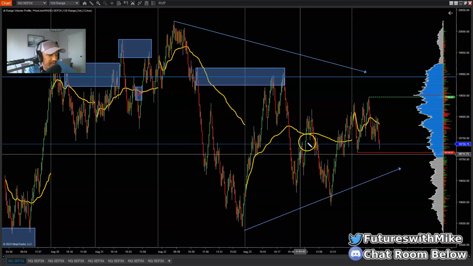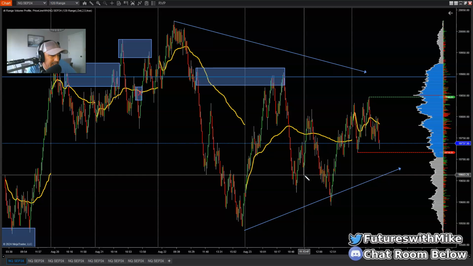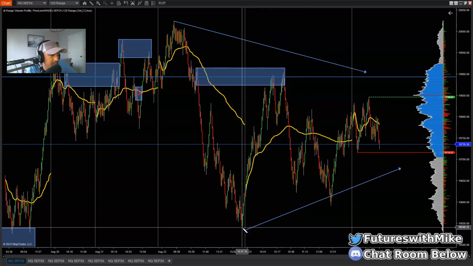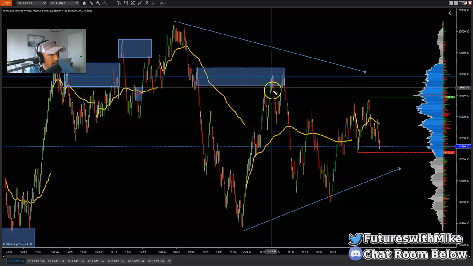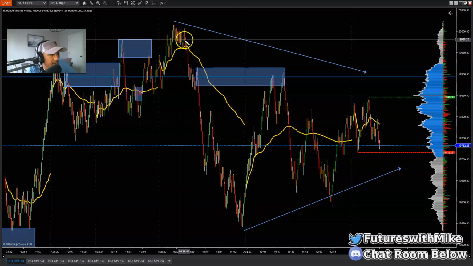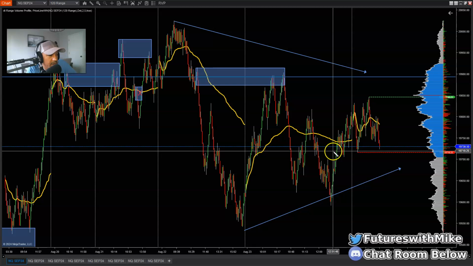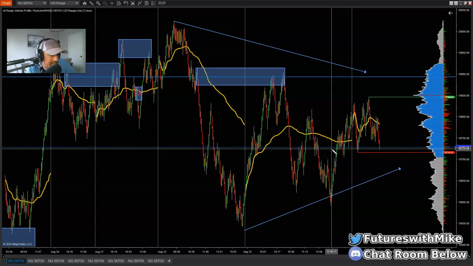So everything in between pretty much would be where I like to consider minor areas of structure until it breaks this major area right here. So we'll have to wait to see what it's going to do, or if it's going to come up here and break this area here. Now there is a supply area resting up here, and there are some smaller areas of, say, demand.